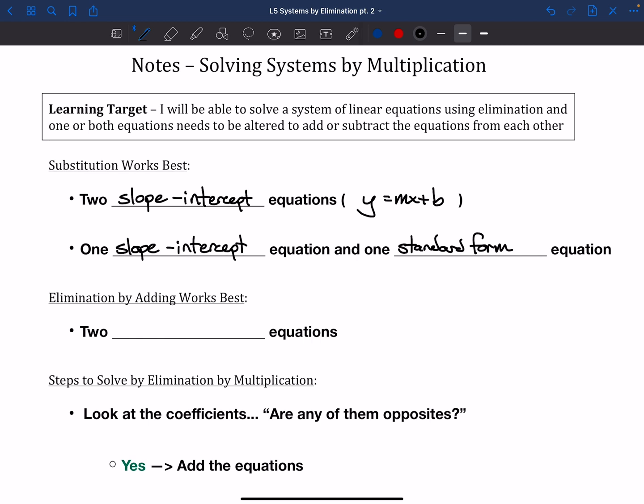When we're talking about elimination, that's going to work best when you have two standard form equations, like we mentioned last time. And again, if you don't quite remember what standard form is, those are the ones where all the x's and y's are together. It looks like ax plus by equals c. It might not always be x's and y's, as we saw towards the end of the last lesson with the n's and m's in the word problem. But if you have two standard form equations where all the variables are together on one side, elimination is going to be your best bet.